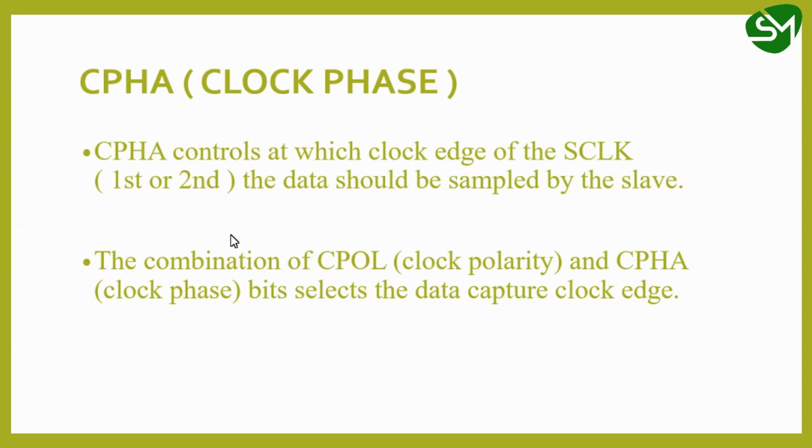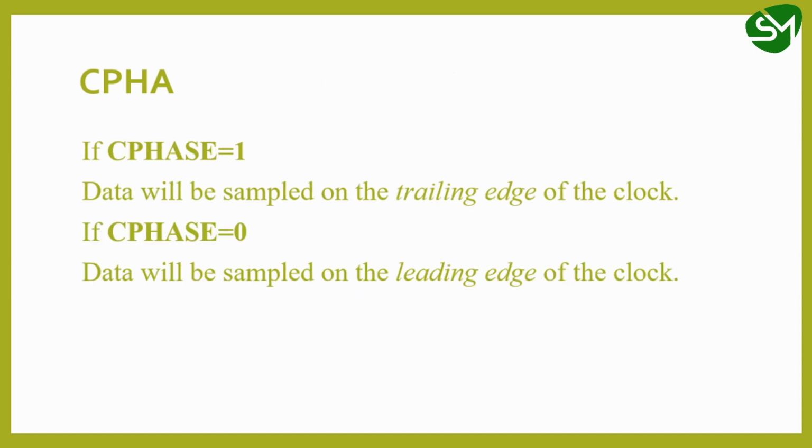So clock phase. This clock phase defines the clock transition at which the data can be sampled. That is, if clock phase equal to 1, the data will be sampled in the trailing edge of the clock. If the clock phase equal to 0, the data will be sampled in the leading edge of the clock. That we will see in an example in a few more minutes.